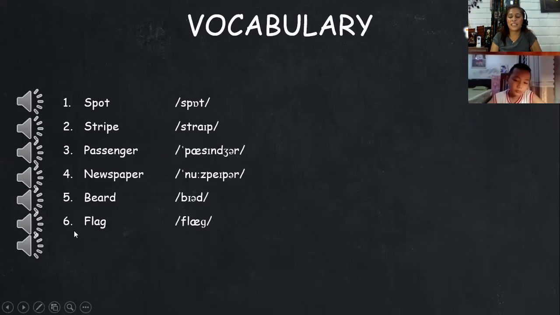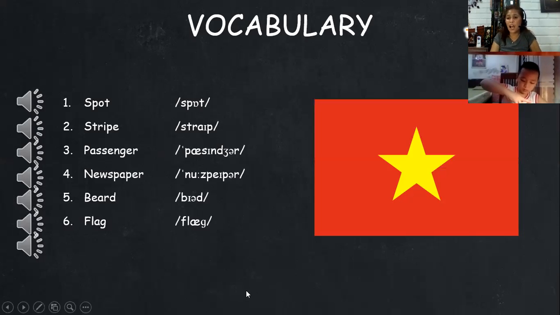How do you read this? Flag. Okay, let us see. You know what a flag is? Oh, that's the flag of Vietnam. Is this your flag? Yes. There's a black one and one star.